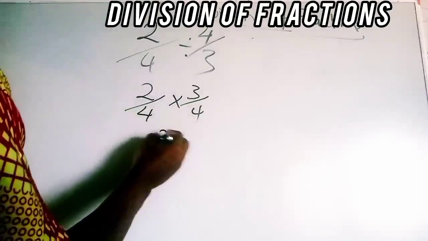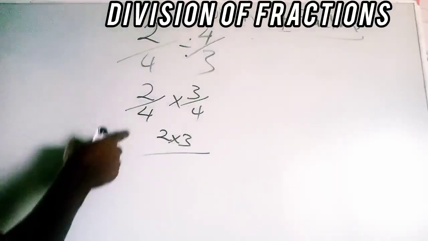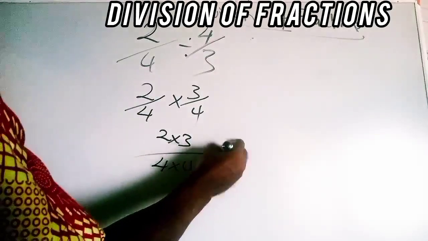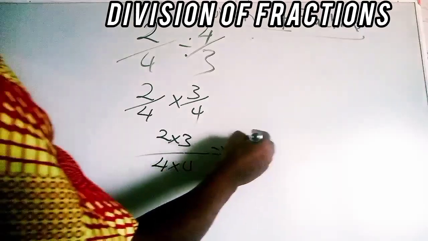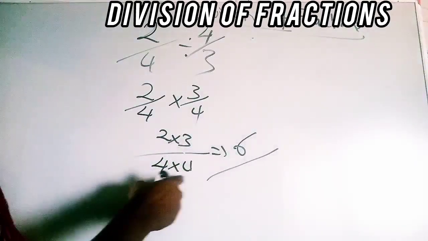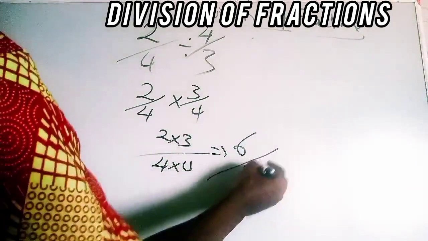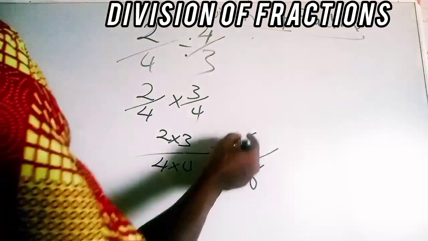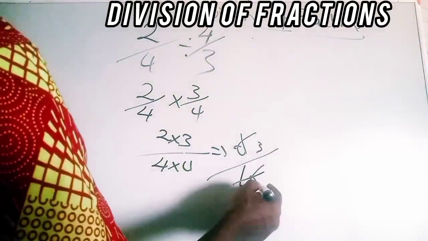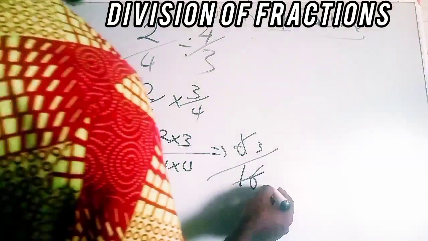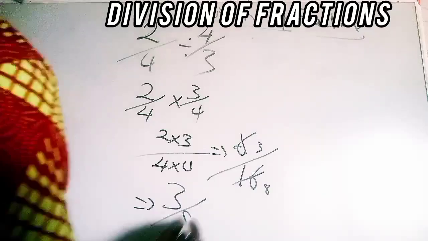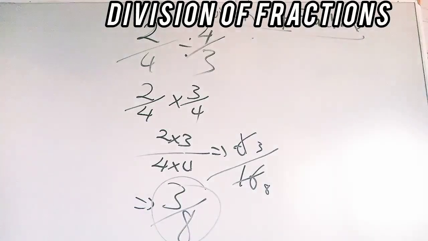Now you multiply the top ones. 2 by 3, you have 2 times 3 all over 4 times 4. So you have 4 times 4. 2 by 3 will give us 6 all over 4 times 4 will give us 16. Is there any number that can divide both? Yes. 3 can go here 3 times and 3 can go here how many times? 8 times. So therefore you'll be having 3 over 8 as your final answer.